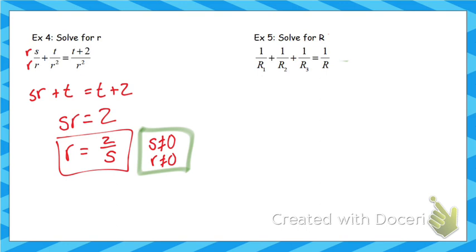Okay, so my common denominator is going to be r times r1, r2, r3. So what that means, the left fraction is going to need r, r2, and r3. It means the middle fraction is going to need r, r1, r3. It means the third fraction is going to need r, r1, r2. And it means the right fraction is going to need r1, r2, and r3.